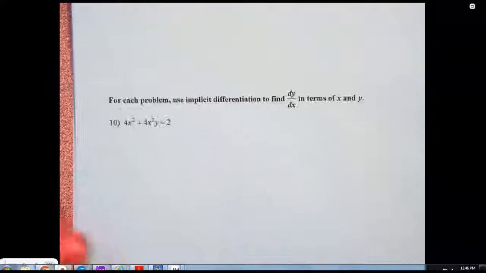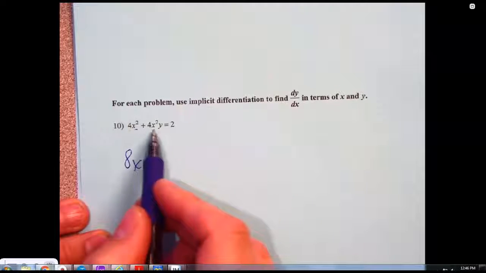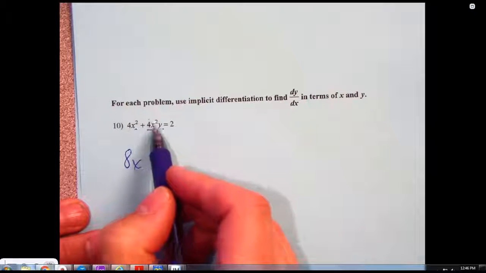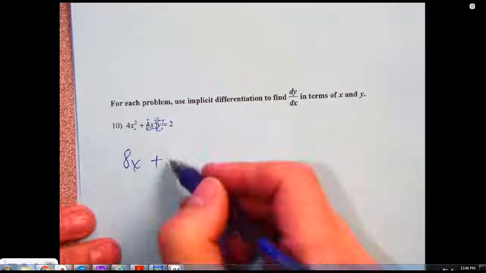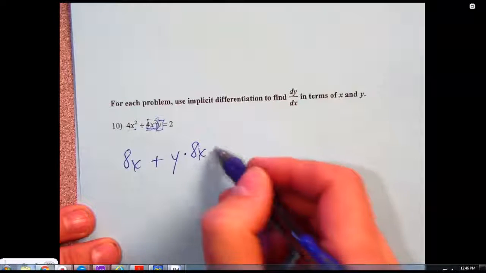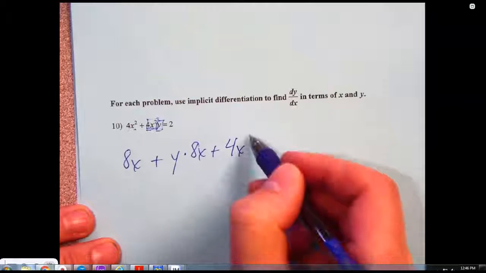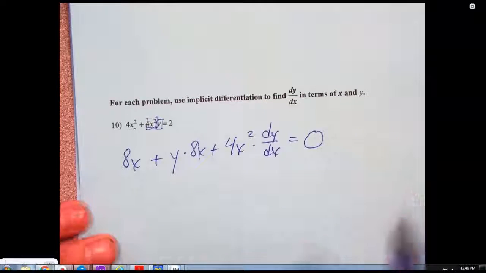All right, one more, the implicit. The derivative of 4x squared is 8x. This requires product rule, and I would look at it as 4x squared and y. So the second thing is y, the derivative of the first thing is 8x, plus the first thing is 4x squared, the derivative of the second thing is dy over dx, and that equals 0.